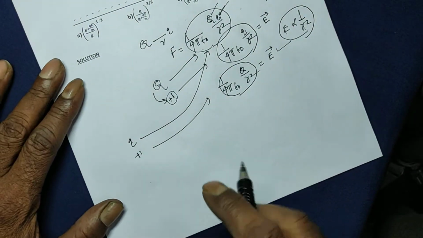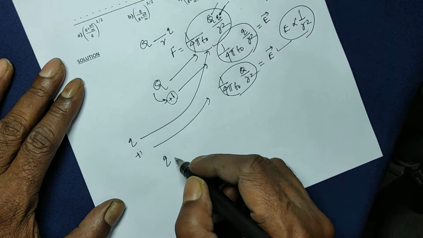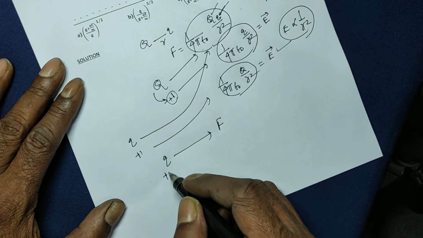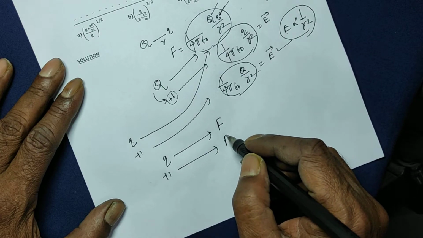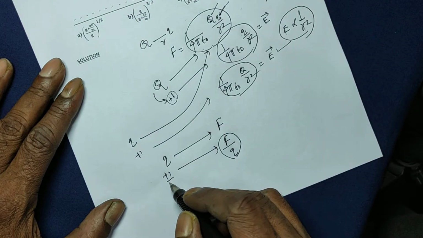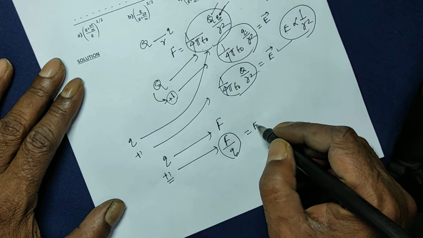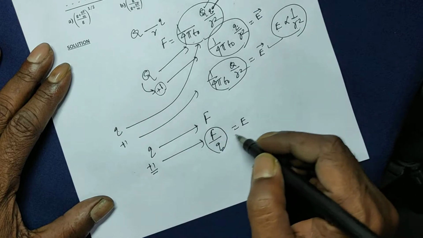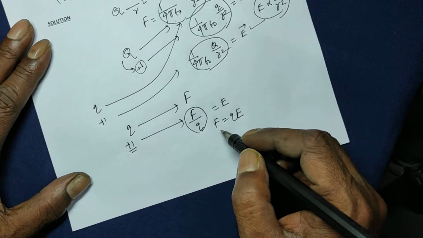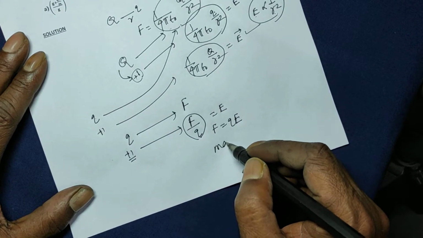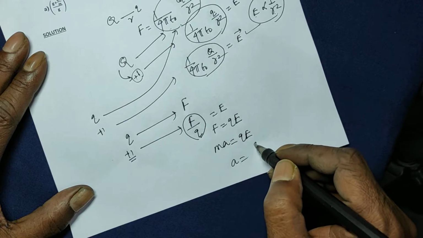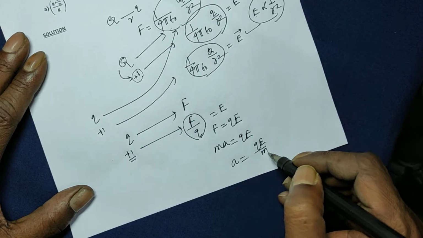Then there is another way. Suppose charge q is experiencing force F due to some other charge. So 1 unit of positive charge will experience a force F over q. Since this is the force experienced by 1 unit of positive charge, this will also be called the electric field. Now cross multiplying, F is equal to qE, and any force is mass into acceleration, so that is equal to qE. So acceleration is equal to qE over m, right?